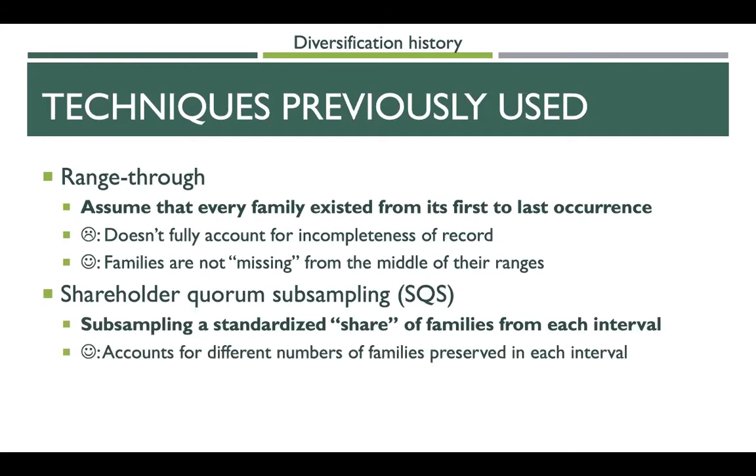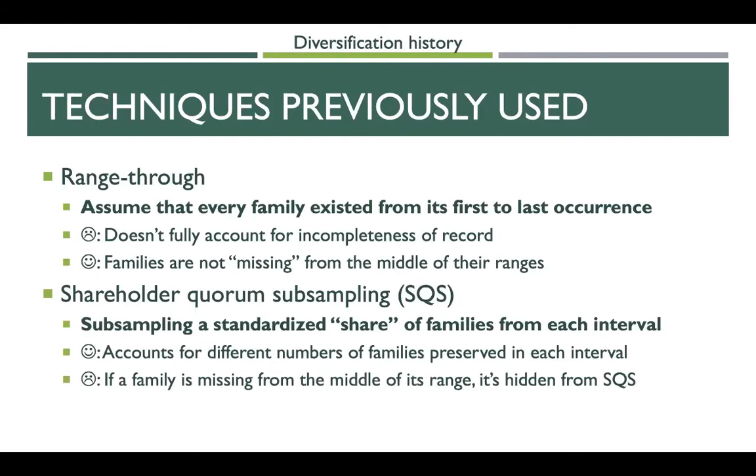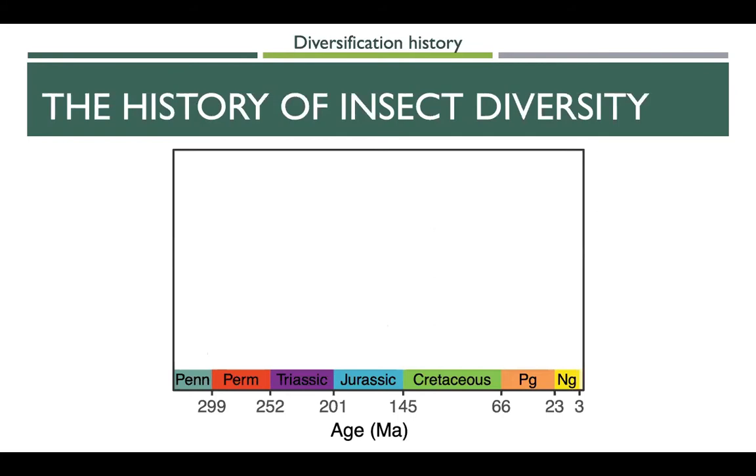So one advantage of SQS is that it accounts for the fact that you have different numbers of families preserved in each interval due to the quality of the record. But one disadvantage is that if a family is missing from the middle of its range, SQS will reconstruct it as having been absent. And then another disadvantage is that whenever you're subsampling, you're throwing out some data. And so now I'm going to show the results of those two methods.